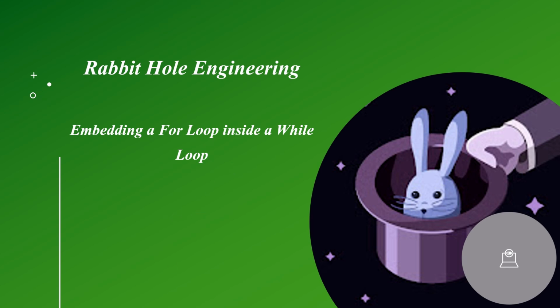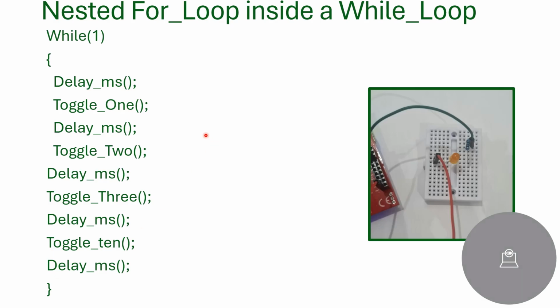Okay, so this is the code that I've written. So nested for loop inside a while loop. So we have a while loop function, and once we first go inside that while loop function, what we're going to do is we are going to call a little delay, and then we toggle 1. That is, we are going to blink our LED. This LED will be blinked once, and after that we call a little delay.